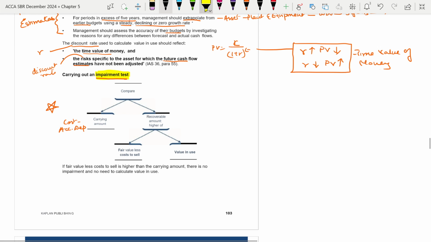That is the reason I have put a star mark. Now, the conditions are very clear. Assume, take an example, carrying amount is 10,000. If the fair value less cost to sell is higher than the carrying amount, for example 11,000, there is no impairment.